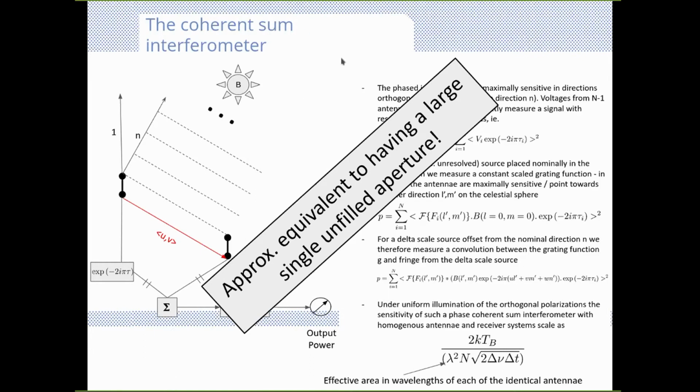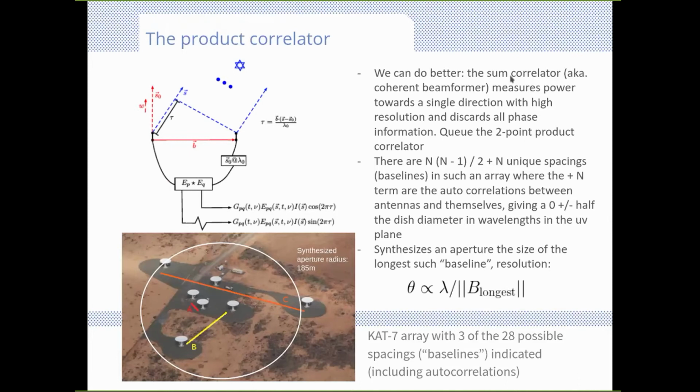This brings us to the product correlator. Now, we can do slightly better than the sum correlator, this coherent beamformer, as we just discussed, by also including all the phase information between various different spacings. So if we have, say, the Cat7 array here, which is 7 antennas, then if we include all the phases of all these spacings, then what we get is known as the two-point product correlator.